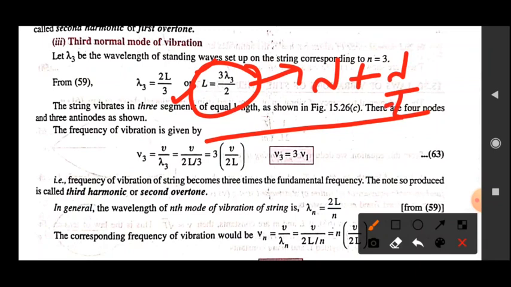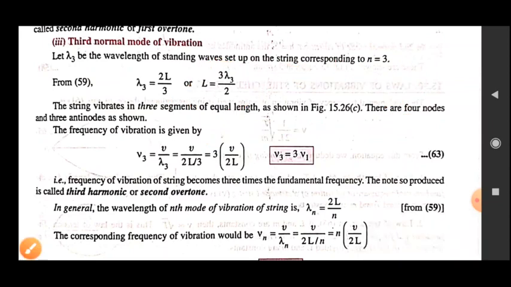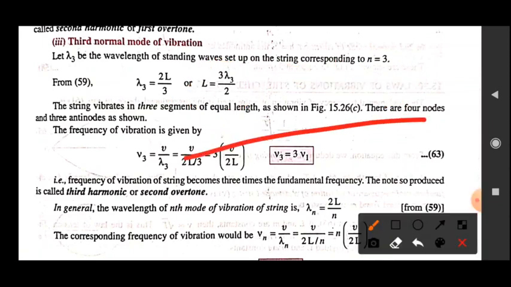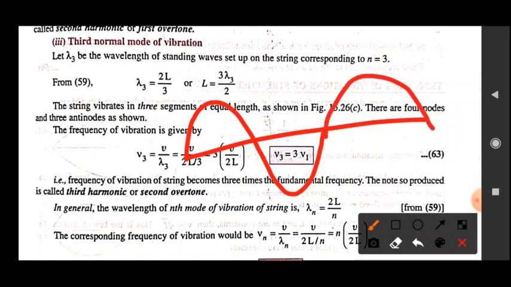So this is now 3 lambda by 2, which means one complete wave and one half wave. If this is the wire, then this is the one complete wave, and this is the half wave that we have got here. And if the wave returns from here after reflection, we will have this kind of returning behavior. This is now the standing wave diagram that you can get by this analytical treatment.